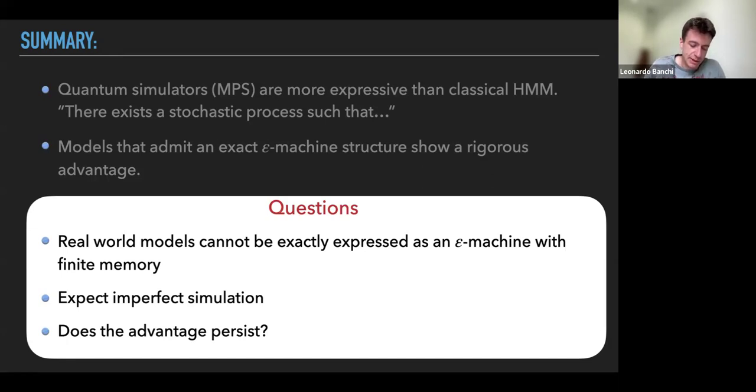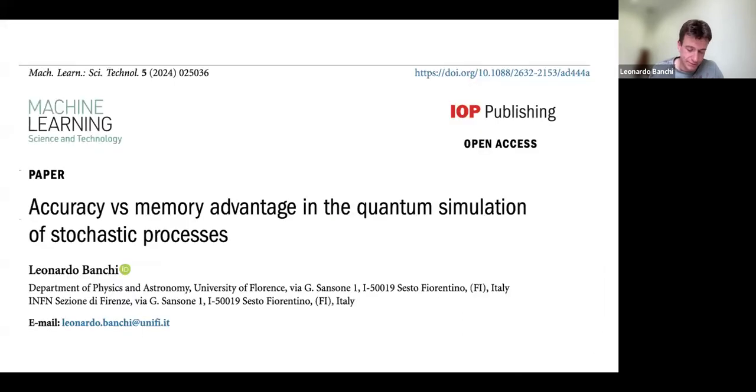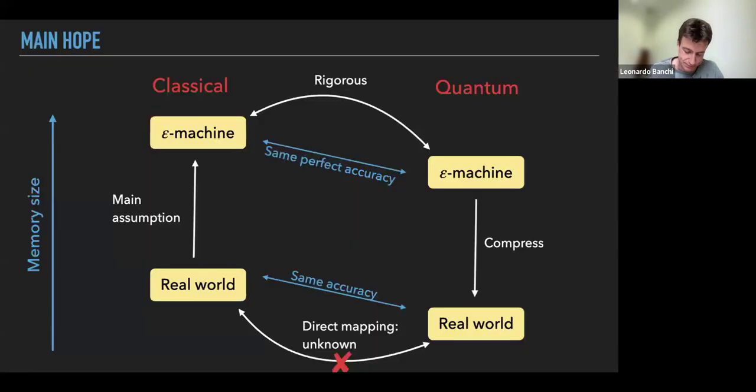And then for these models that admit an exact epsilon machine structure, you can show this rigorous advantage using information theoretic techniques. Now, the questions I had were basically two. First of all, real-world models cannot be exactly expressed as an epsilon machine structure with finite memory. And also, we should expect imperfect simulation. So my question was to study whether the advantage persists. That was my main motivation, which was the one studied in this paper here.